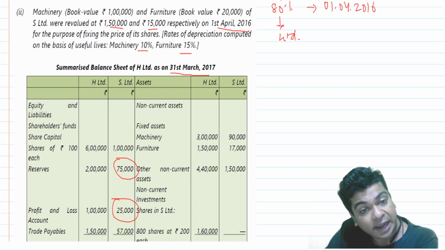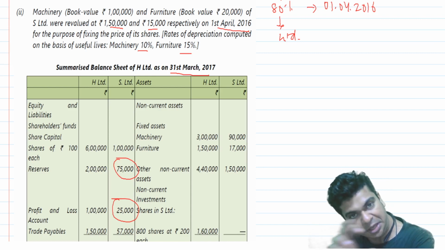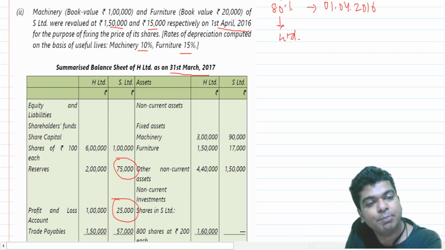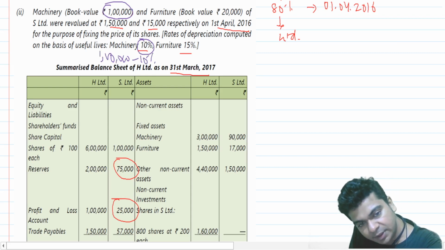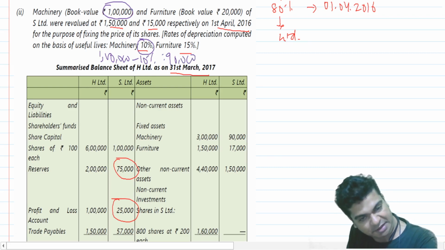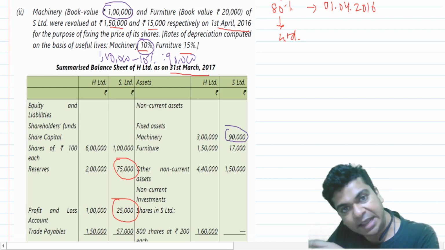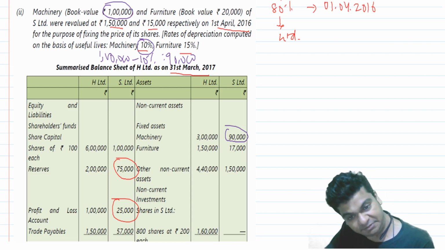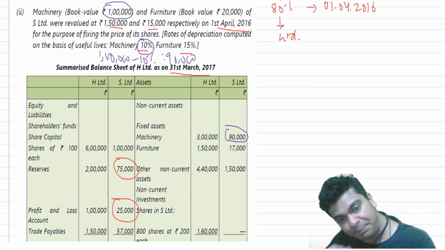If you read information 2 carefully, nowhere are they saying that the effect of revaluation is still left, but it is very obvious from the figures. Just see. Machinery, they are saying book value is 1 lakh, and later on they are saying rate of depreciation is 10%. So if I take 1 lakh and deduct 10% from it, I will get 90,000. If you see the balance sheet of S Limited, machinery is shown as 90,000. That means 1 lakh is the book value on 1st April 2016. On that, we are charging depreciation at 10%, and we get the book value on 31st March 2017. This clearly means that the effect of revaluation is still pending.